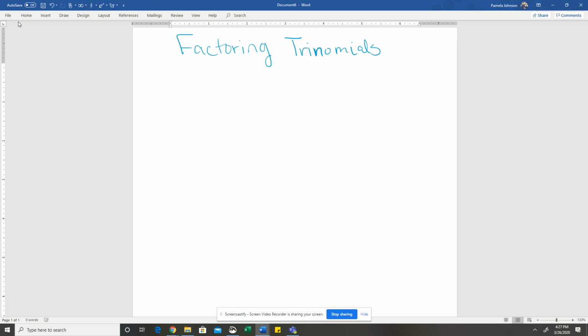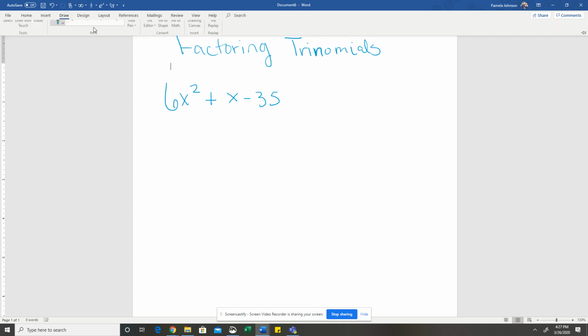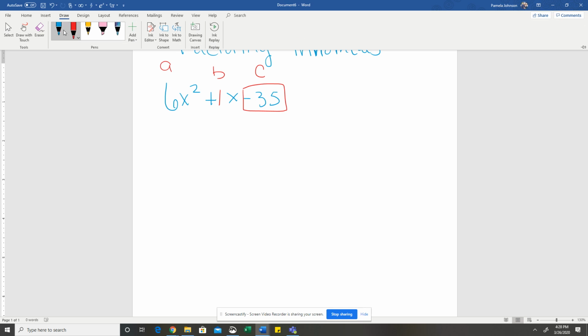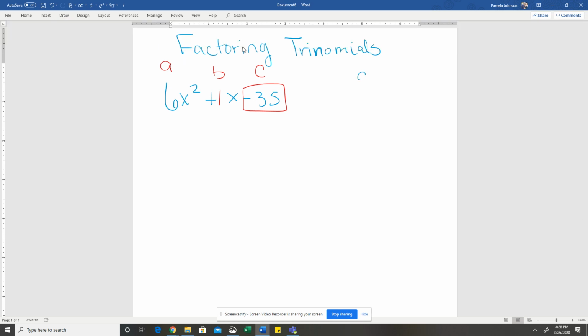So we're going to start with 6x squared plus x minus 35. Okay. When we look at our a, b, and c, our a is 6, our b is 1, and our c is negative 35. Okay. So when I do 6 times negative 35, our a times c is going to give me a negative 210. Our b is a positive 1. I'm going to find all my factors of 210.